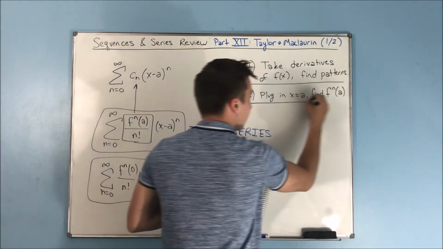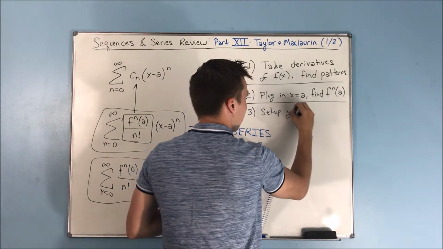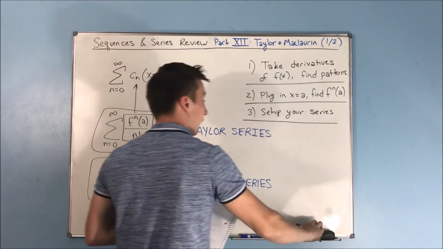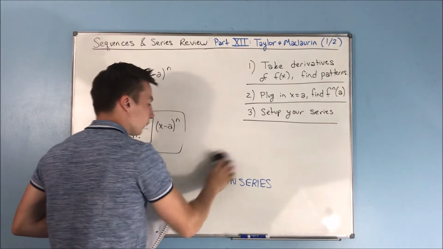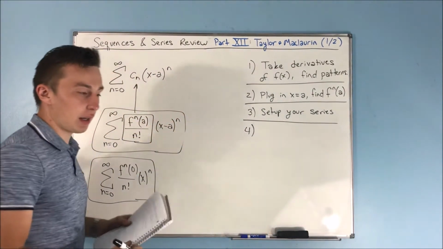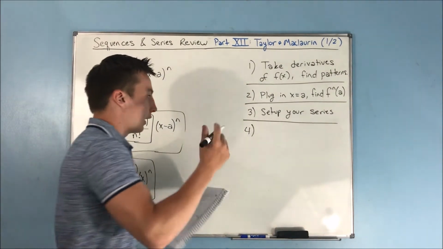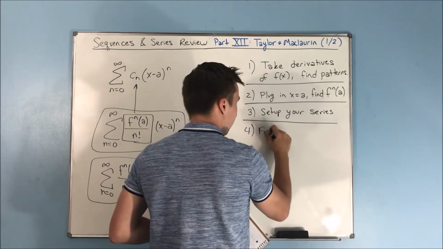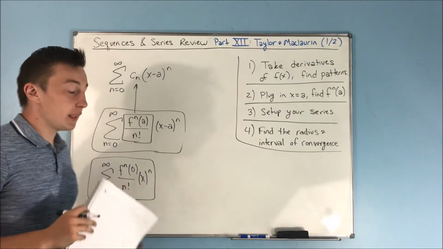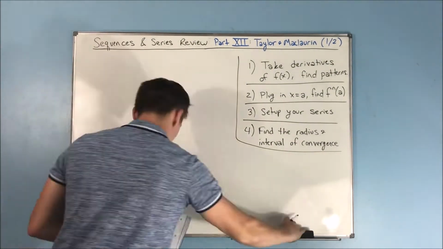The third step was just to set up our Taylor series. And then the fourth step is only if it really asks for it. It will most likely be asked to find either the radius of convergence or the interval of convergence, or maybe both, but I have the fourth step as find the radius and the interval of convergence. Now, using this step-by-step process, let's do an actual example.